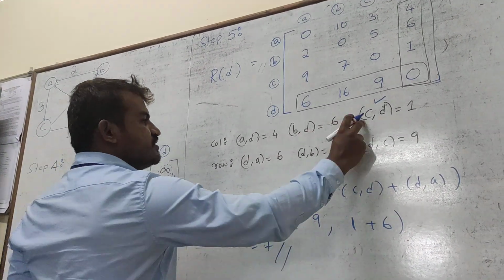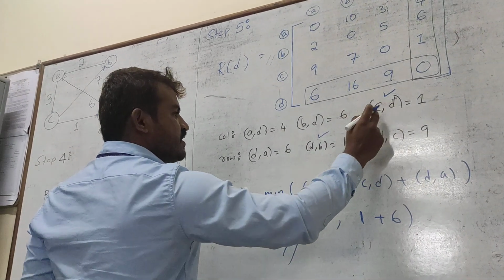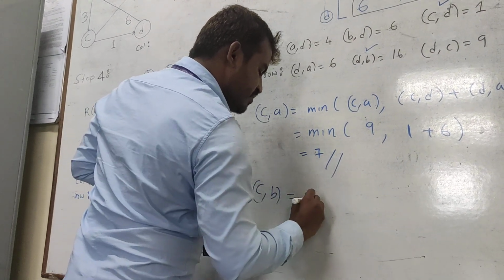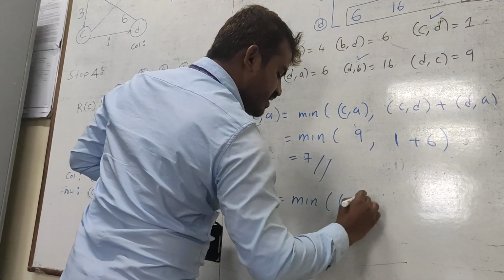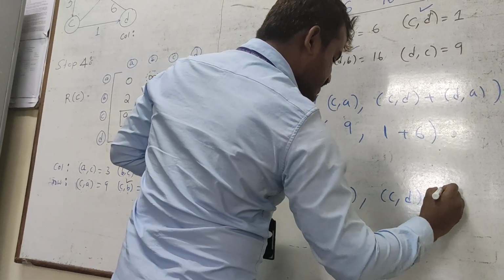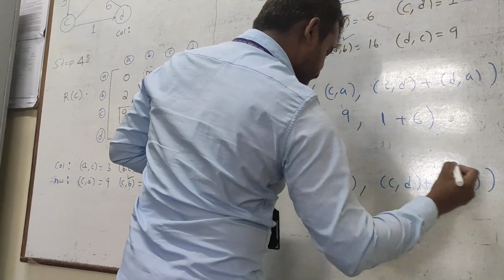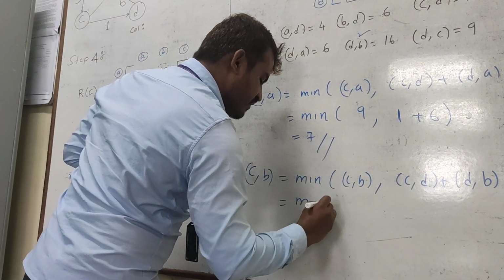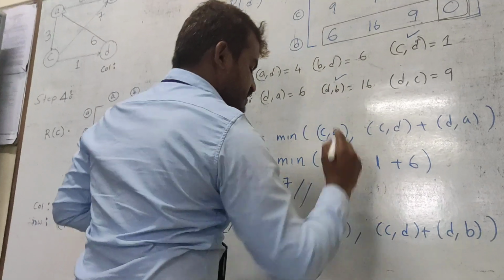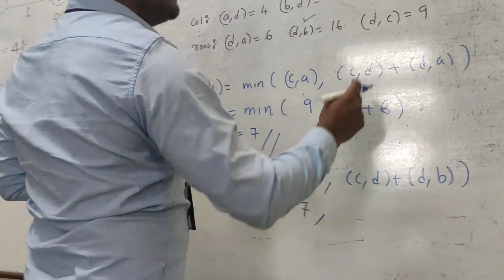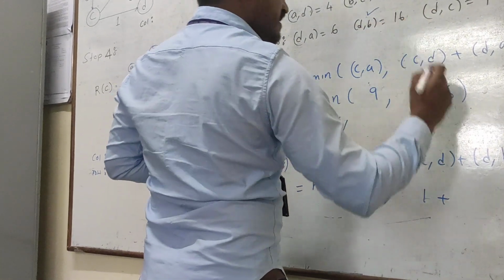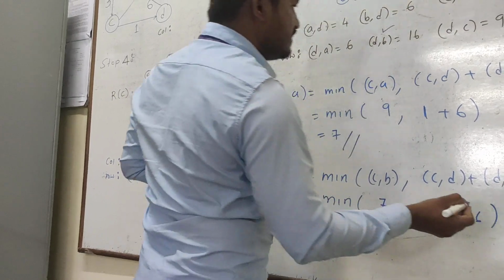Then if you consider C to D with the D to B, consider C to B. It is written as the minimum of C to B, comma, C to D plus D to B. The minimum of C to B: C to B is 7. Then C to D is 1 plus D to B is 16.